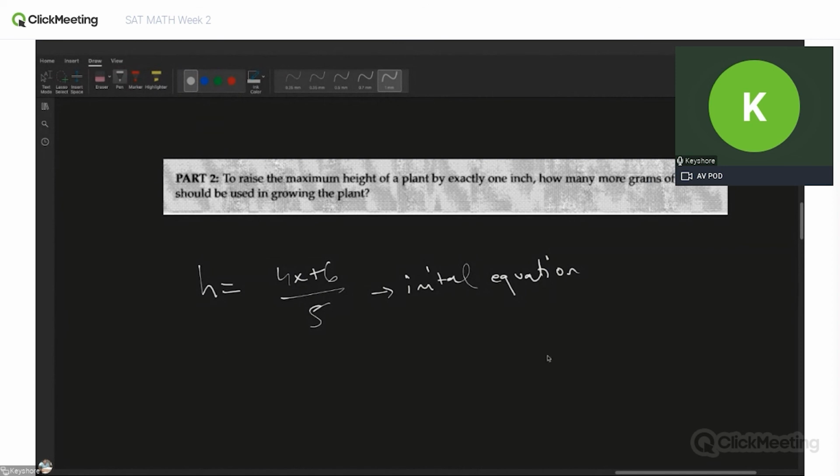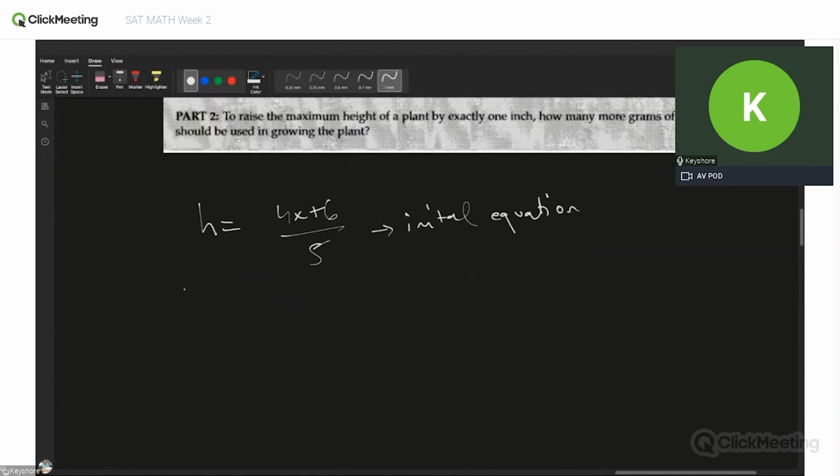Okay, so here's what I started earlier. They are telling us that the height increases exactly by 1 inch, which means we're basically solving for x, which means they're asking us how many more grams of fertilizer should I add on so that I get one added inch in height. So 1 equals 4 times x, which we're solving, plus 6 over 5.